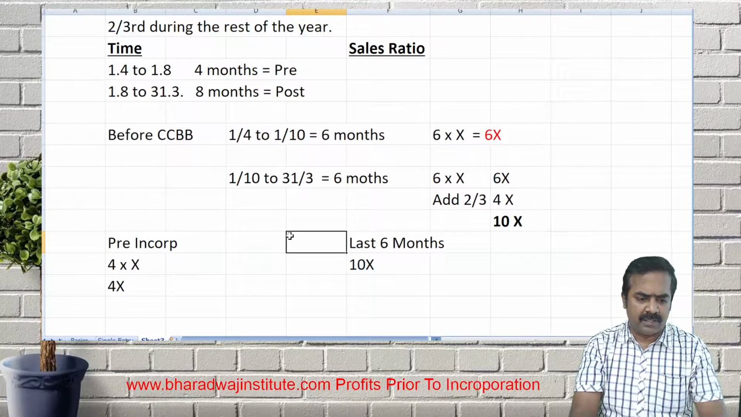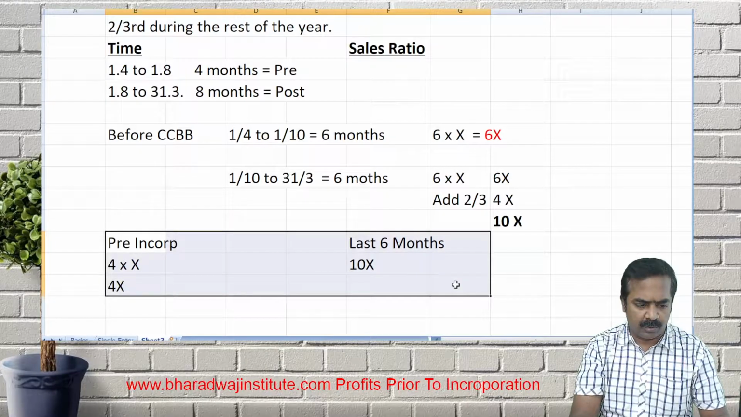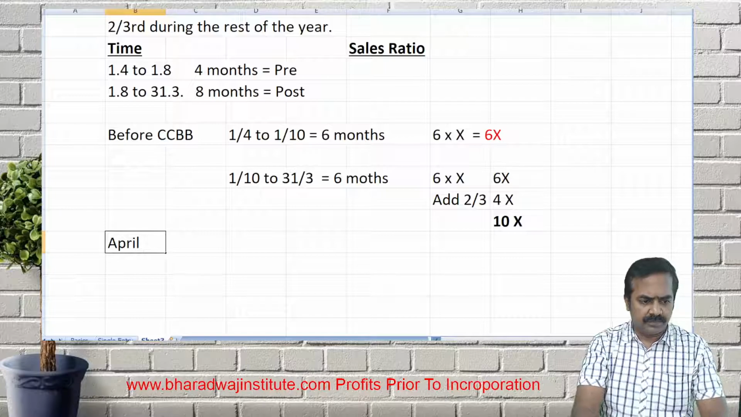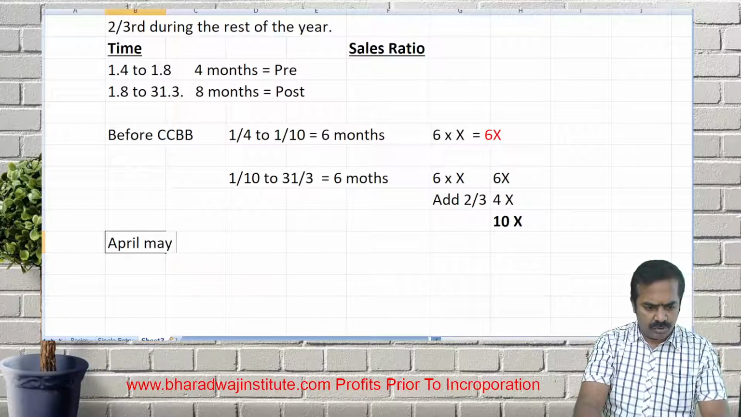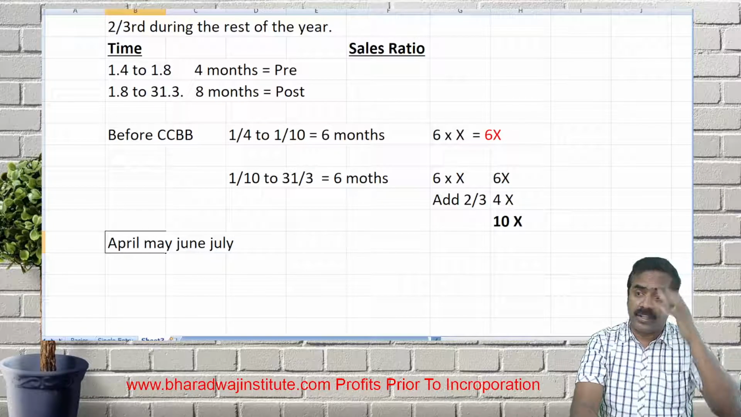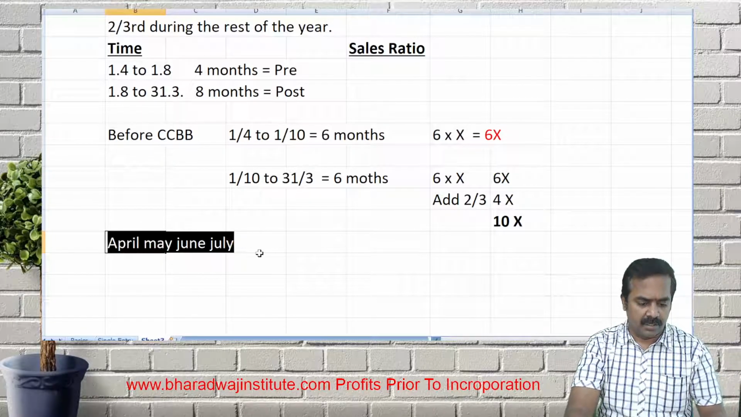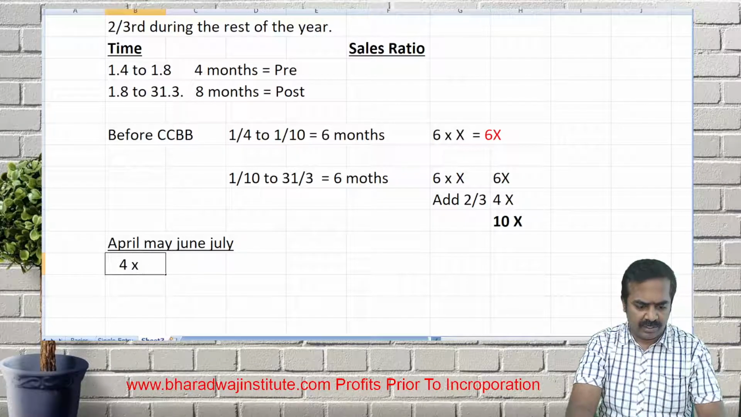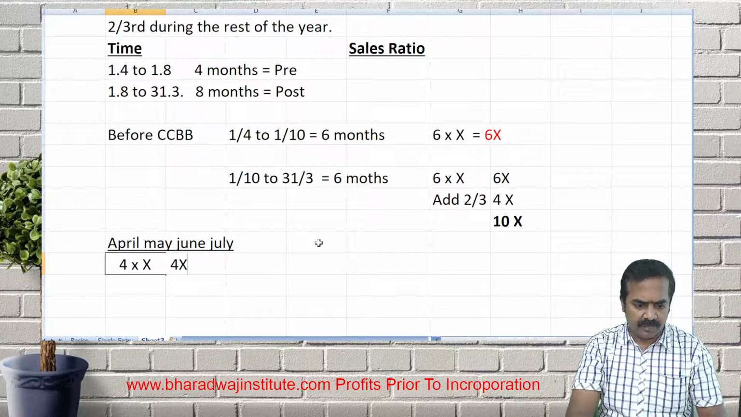இன்னொரு 2 months gap இருக்கு இல்லையா? Another 2 months gap. Okay, maybe if I work out on a monthly basis, it's better. என்ன month? April, May, June, July. என்ன பீரியட்ல வருது? Pre-incorporation period ல வருது இல்லையா? So how much it will be? 4 into x, 4x for this period. Okay.